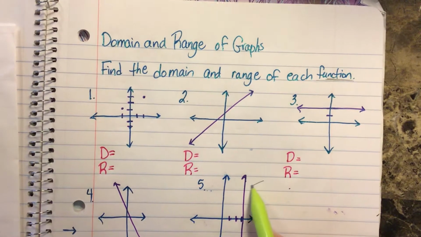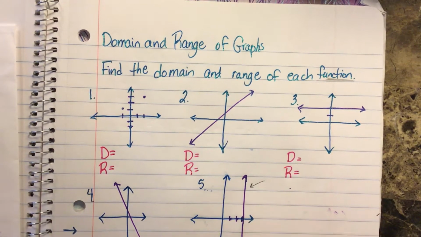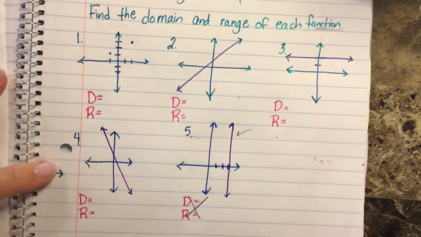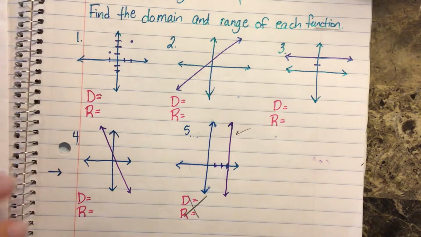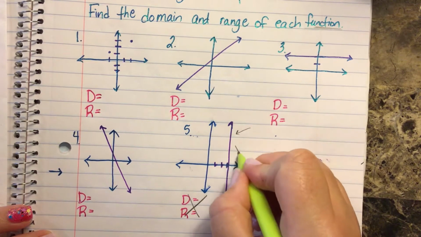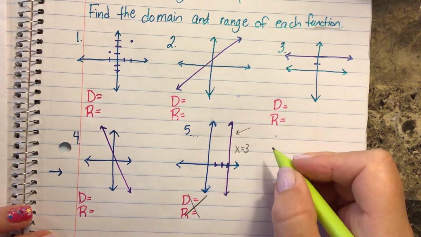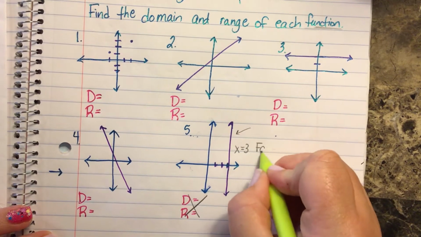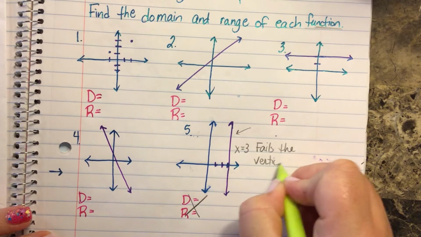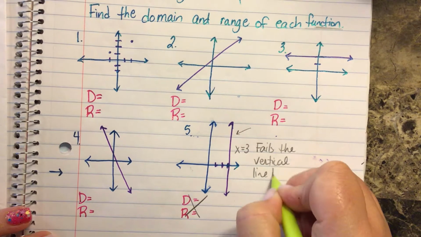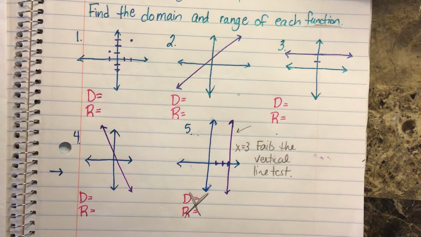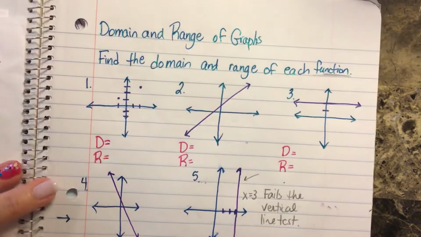This is not a function. I'm not going to find the domain and range of that. Why is number 5, let me move that up to where you can see it, not a function? This line, x equals 3, is not a function because it fails the vertical line test. So I'm not finding the domain and range. Okay, now let's look at the other ones.